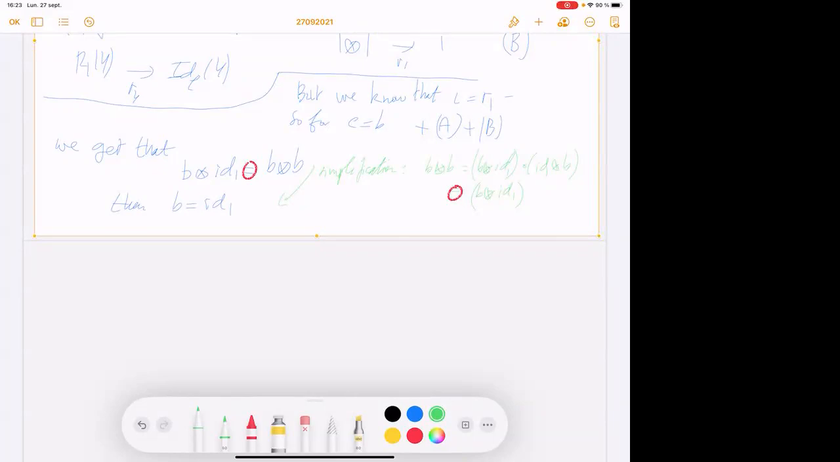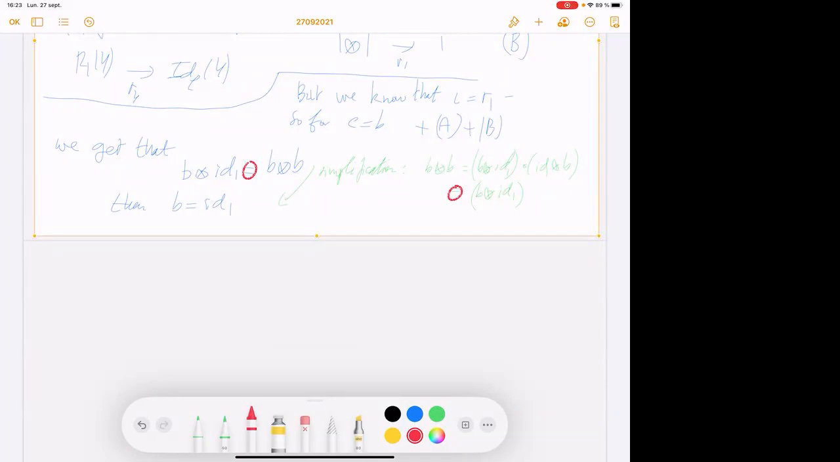So B tensor B equal that. So this is what we prove. This is equal that. We can simplify. Okay. So we can simplify. So B tensor ID1 is an isomorphism. So we can simplify by that here because it's a composition.